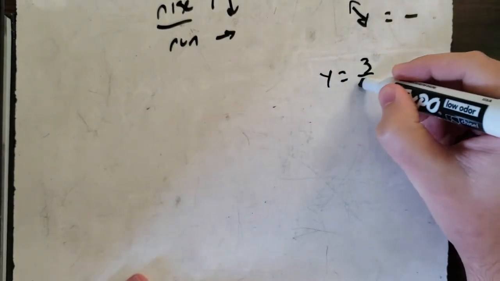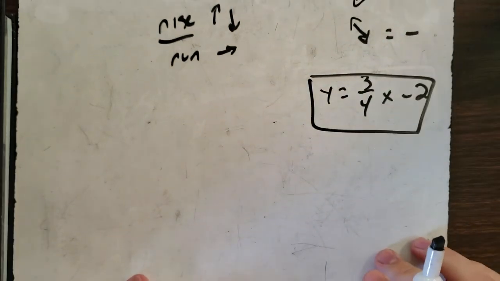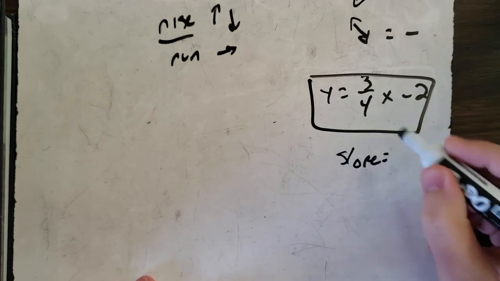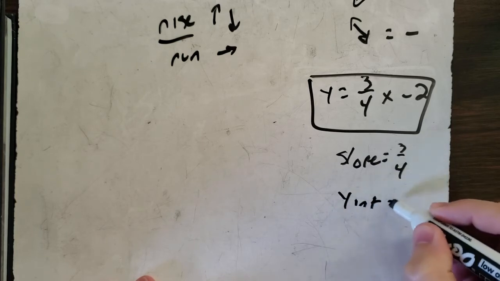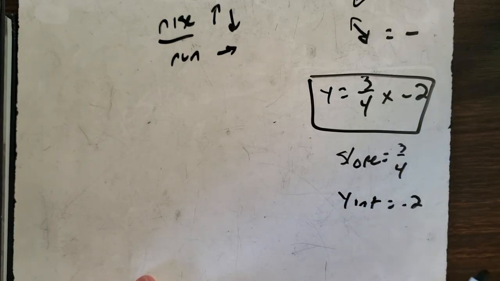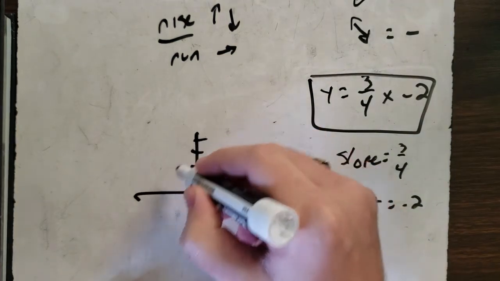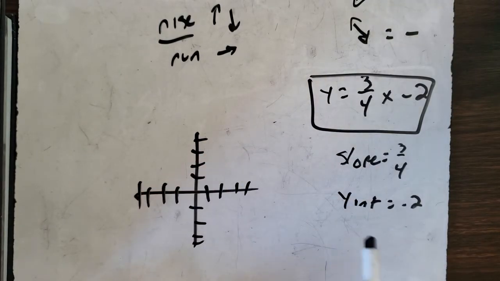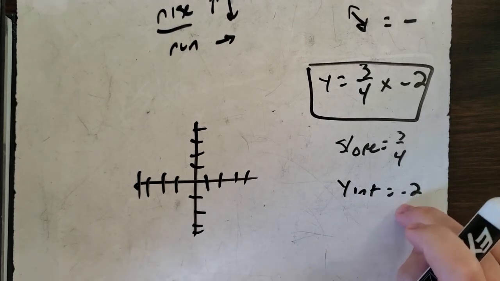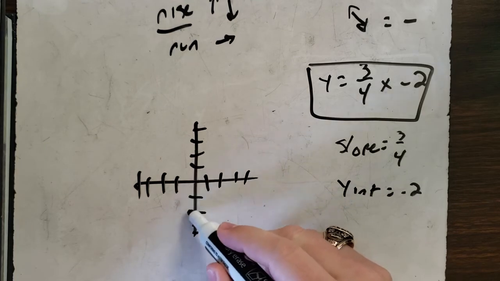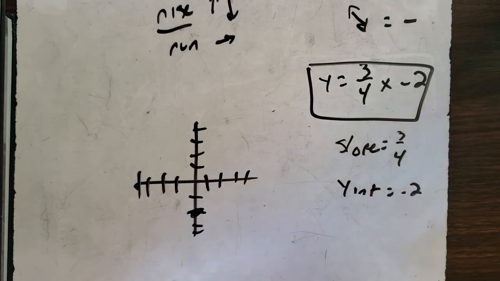Y equals 3 over 4x minus 2. Okay? So, our slope, attached to our x, it's 3 over 4. And our y-intercept is right here. It's at negative 2. So let's draw our line. First thing we graph, remember, our y-intercept. It's at negative 2. So we start at our origin, and go down 2 from the origin. So that's our first point at negative 2.